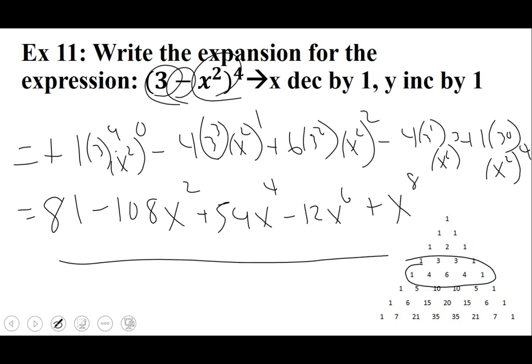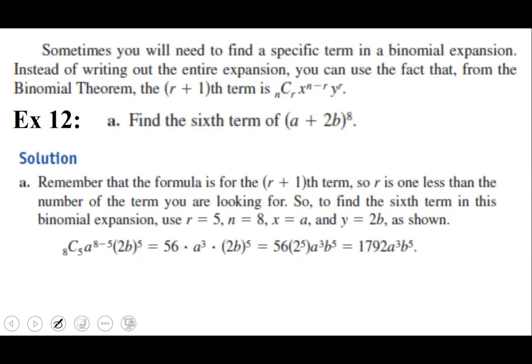So again, let me double check that. 81 minus 108 x squared plus 54x to the 4th. Yep, everything looks good. And notice here that, again, these exponents are not necessarily adding up to be the original n, and that's because of the fact that you had the squared there. So the rules are, of course, a little bit different when that occurs.